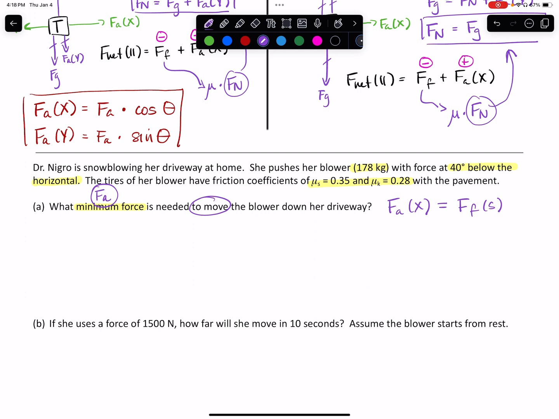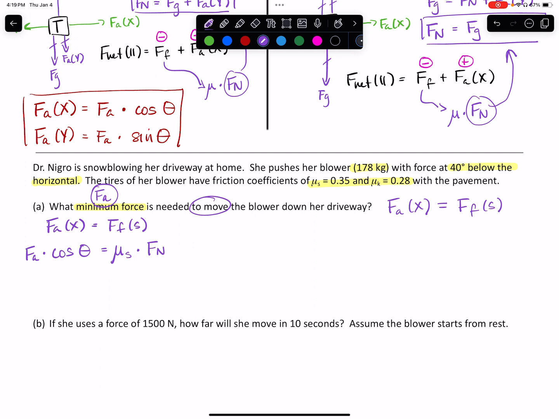So I'm going to set these two equal to each other. FAX equals the static friction. For FAX, the formula is pretty straightforward. It's the applied force times the cosine of the angle. For my static friction, I'm going to need the static friction coefficient and the normal force.